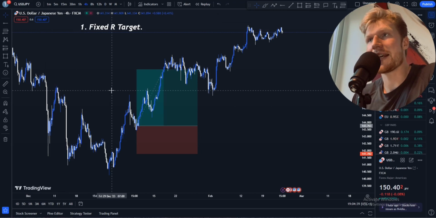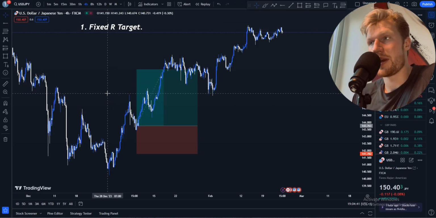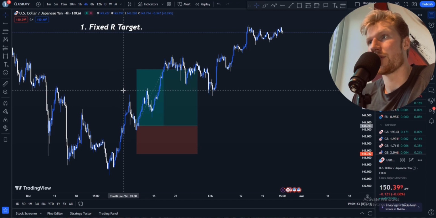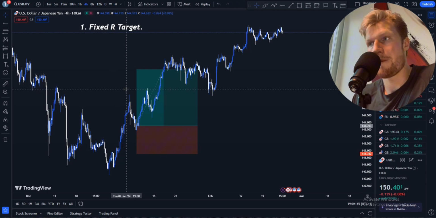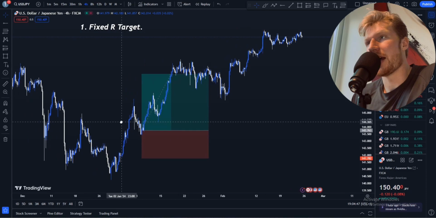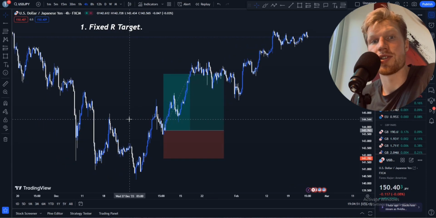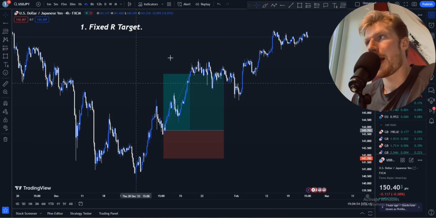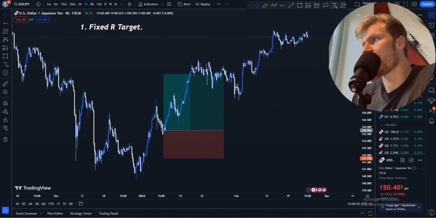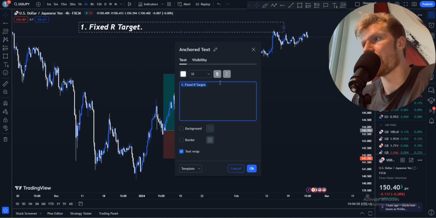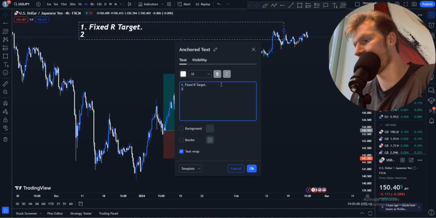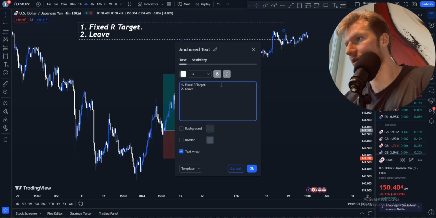Now, the second approach is an approach that I have used for quite a while. And basically the simple premise is to just leave a runner, right? So I'll just put this in here. So approach number 2 is you're going to leave a runner, right?